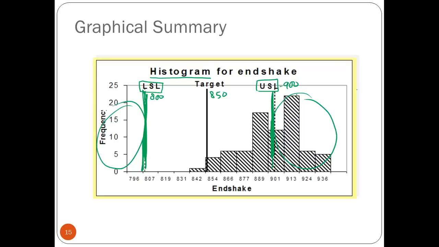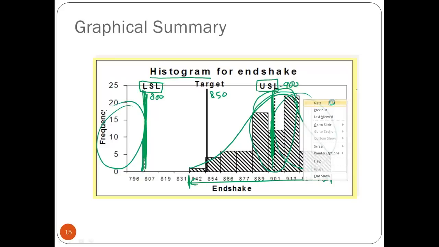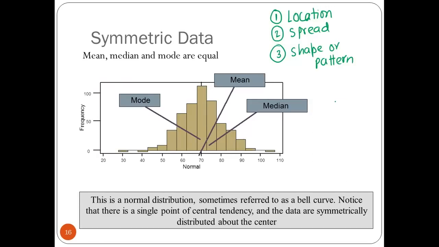We have seen that the values are concentrated around 900. Spread is from here to here. So that's the amount of spread. And the shape looks like this. So it starts low, reaches a peak, and then again comes down. For a different data set, you may get a different type of pattern.